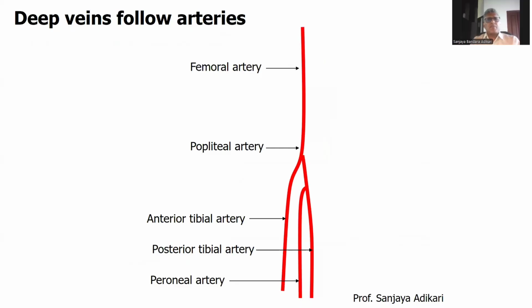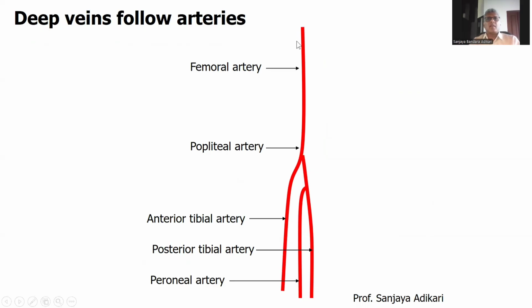Then about the deep veins. Now, first thing to remember about deep veins is that they follow the arteries, and they follow the arteries in the form of venae comitantes. Now, the arteries. You have the femoral artery, which is the continuation of the external iliac artery. Beyond or distal to the inguinal ligament, external iliac artery is called femoral artery.